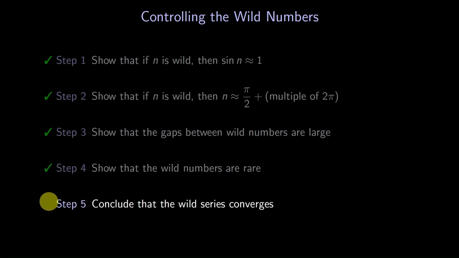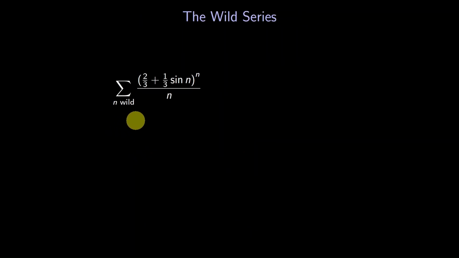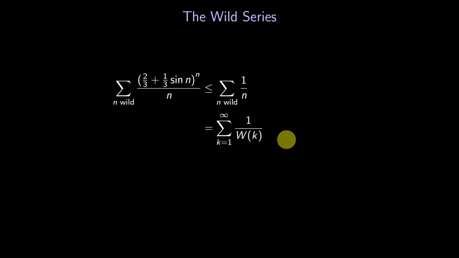Finally, we can show that the wild series converges. Here is the wild series again. It's our original series, except that we're only summing over the wild numbers. We can bound the numerator by 1, and we can use the W sequence to rewrite this series. Remember, we know that the kth wild number is pretty big. We have this series with an exponent of 1.01. Do you remember whether this series converges or diverges? It converges, precisely because the exponent is bigger than 1.